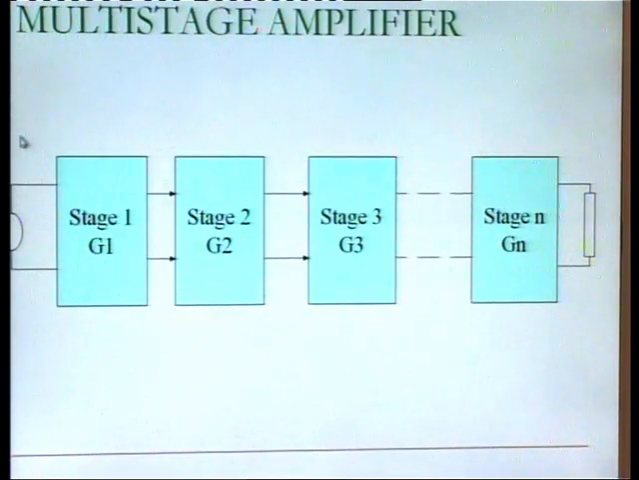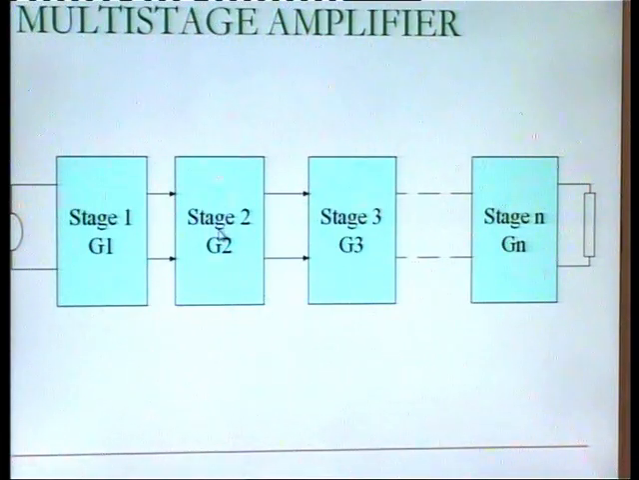Now again, to calculate the gain, consider the block diagram. We have different stages: stage 1, stage 2, stage 3 up to stage n. Assume that at the input we have the signal V in. This V in is the input to stage 1. So the output after stage 1 will be V in into G1, and this output is the input of the succeeding stage, that is stage 2.